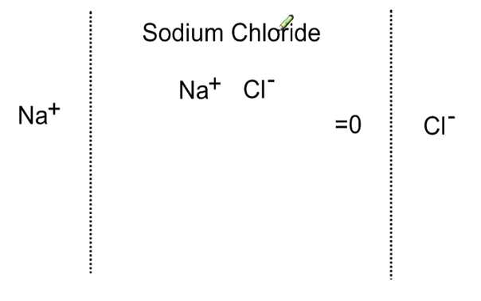So in my formula, I need to show that there's 1 sodium and 1 chloride. My formula then is NaCl. Since there's 1 of each, I don't need any subscripts.